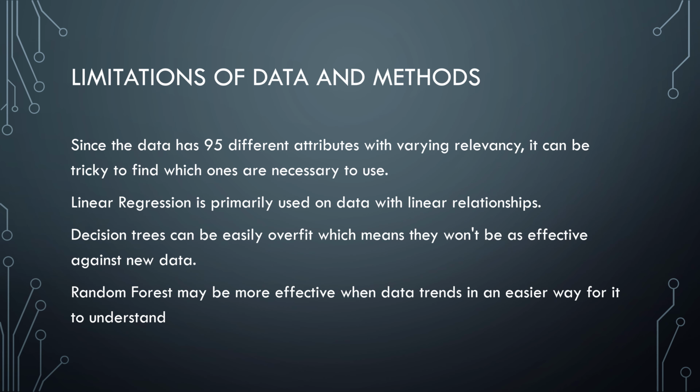Now we will look at the limitations of our data and methods. Since our data has 95 different attributes with varying relevancy and size, it can be tricky to find which ones are necessary to use and which will just hinder us. Linear regression is primarily used on data with linear relationships, which ours is not, and so might not have been as effective. Decision trees can be easily overfit, which means they won't be as effective against new data, and random forest may be more effective when data trends in an easier way for it to understand.